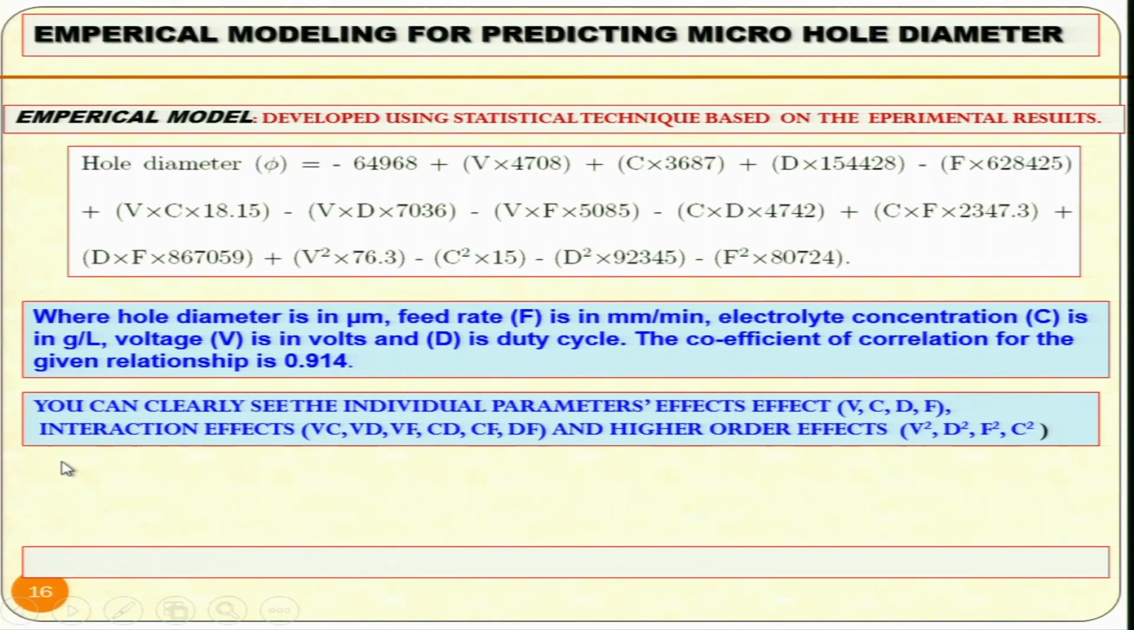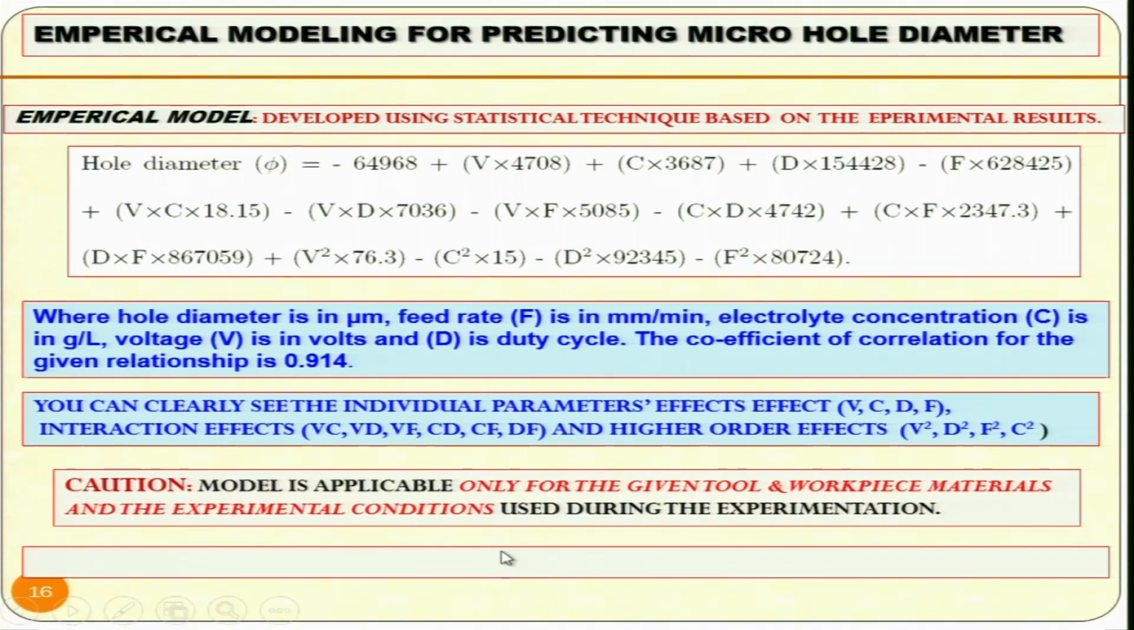You can clearly see the individual parameter effects: V, C, D, F are the individual parameters. Their interaction effects are V C, V D, V F etc., and the higher order effects, where we have V square, C square, D square, F square. So, with these empirical models we can easily see the individual parameters' effect, their interaction and their higher order effects, which is difficult in theoretical models.